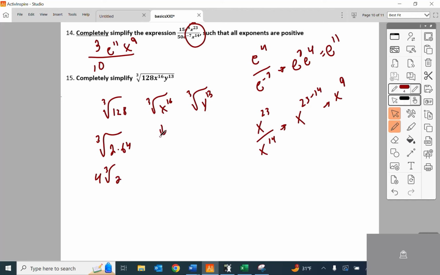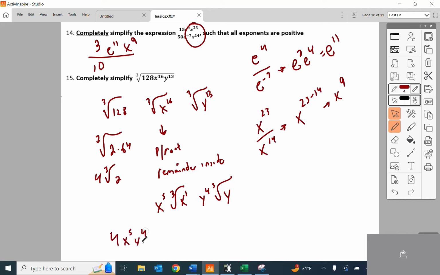Now the idea here is we do power over root, remainder inside. 3 enters 16 5 times, remainder of 1. Power over root. 3 enters 13 4 times, remainder of 1. 4 times, because 3 times 4 is 12. Y left inside. So we have a 4, an x to the 5th, and a y to the 4th all outside. And what's stuck inside that radical is a 2, an x, and a y.